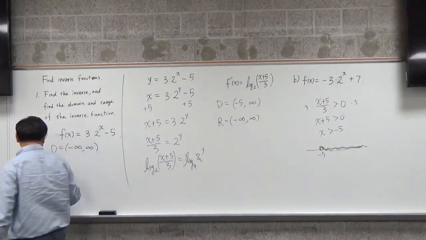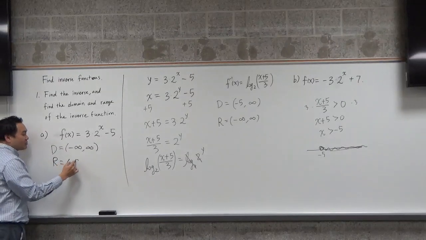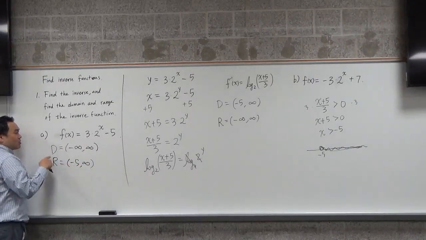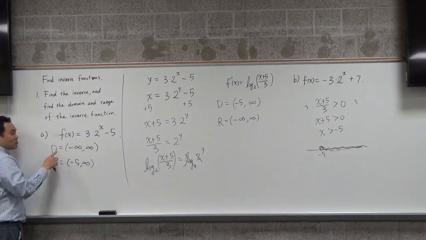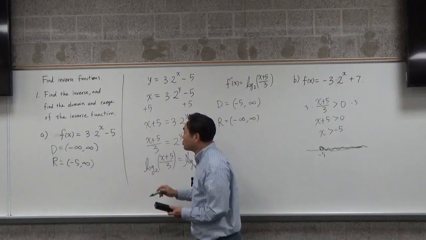Let's see if you understood. What's the range of the original function then? -5 to infinity. So the range of this function is this. And in fact, you could have even figured this out by drawing the graph.